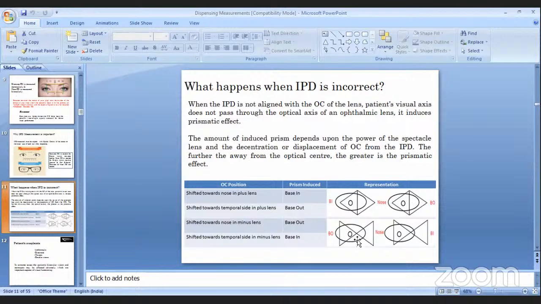Now similarly, in minus power, you can see base out effect when the base is shifted towards the nose, and you can see the base in effect when the base of the lens is shifted towards the temporal side.